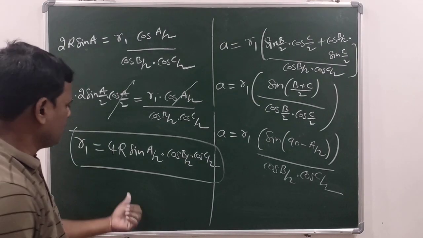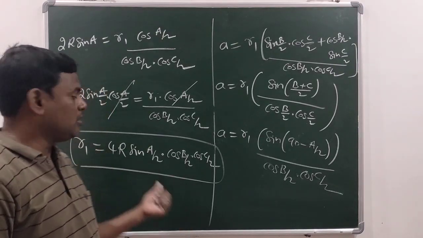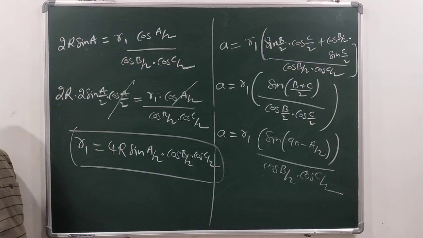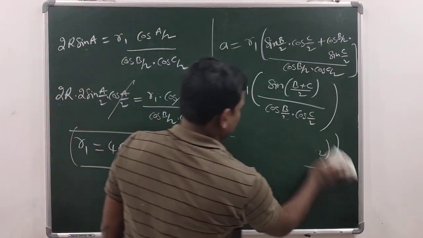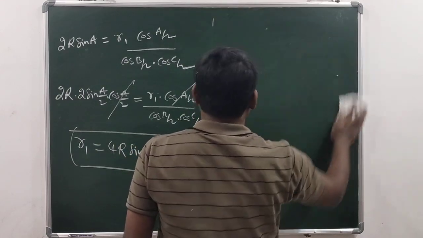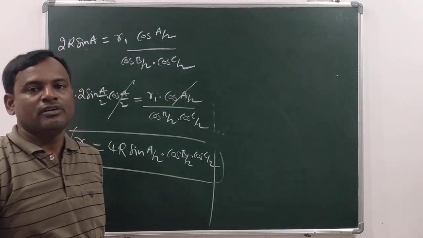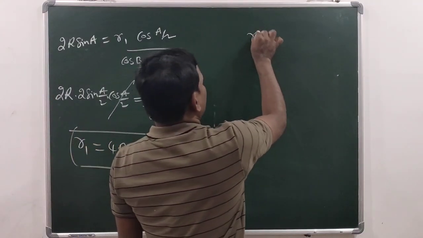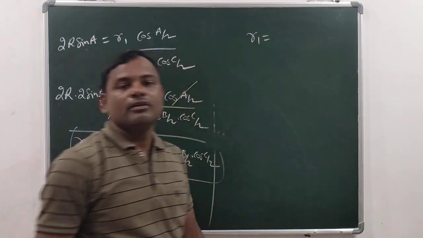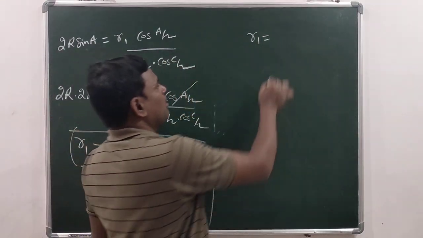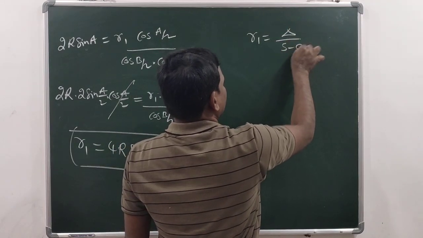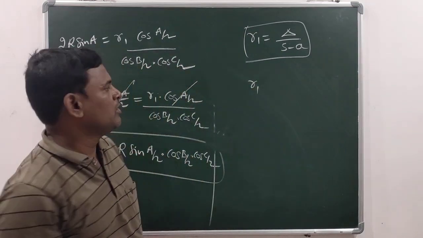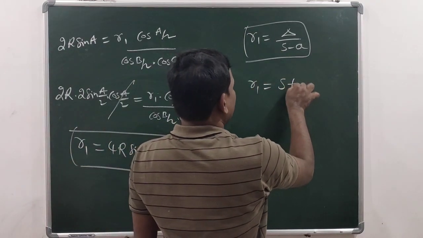Okay, and now let us recall the formulas for this r1. I hope you have understood this derivation. See, what is r1? Radius of the excircle which is formed opposite to vertex A. So which formula have we derived for r1 in the beginning? r1 equal to delta by s minus a. And one more formula we read for r1: r1 is equal to s tan(A/2).